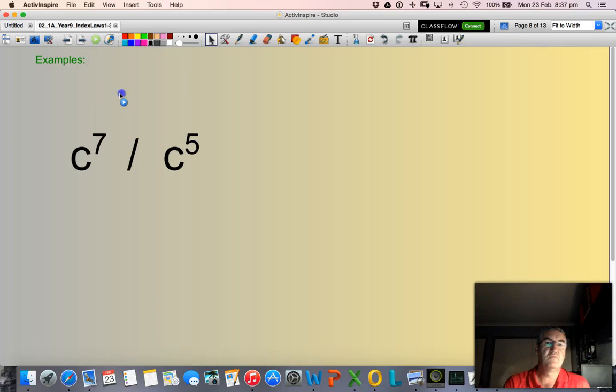Now this time instead of using a number as a base, I'm going to use a variable, which is c. C is just an unknown number. So my answer will also be to the base c this time, and I look at the indices here. My index up here is 7, and the index here is a 5, and because I'm doing a division, I need to subtract those two. So the answer becomes c raised to the power of 2, or c squared.